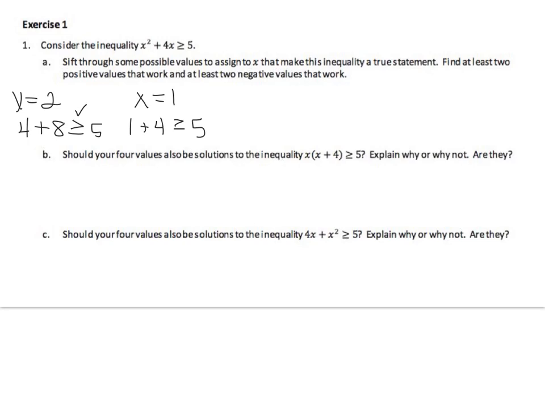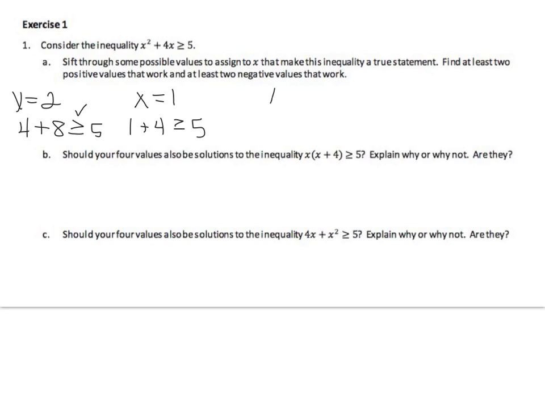Let's try x equals negative 3. Negative 3 squared is 9. 4 times negative 3 is negative 12. Is that greater than or equal to 5? 9 minus 12 is a negative number, so no, that does not work.